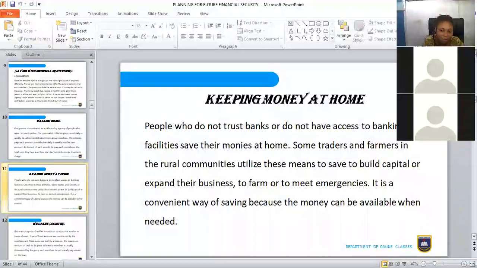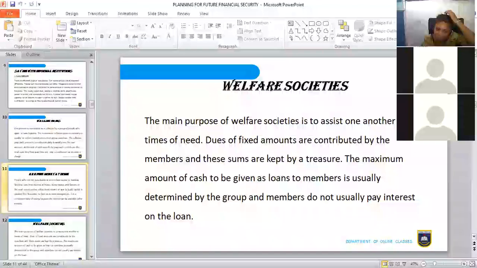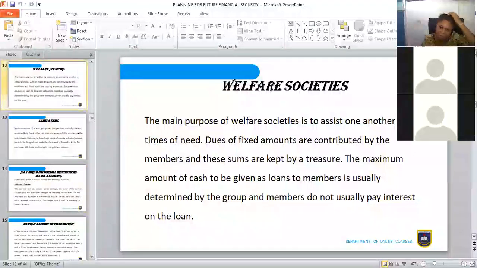That is the liquidity we spoke about when we're talking about savings, and the factors you consider when you are choosing a savings institution. Then we can also talk about welfare societies. Now, the main purpose of welfare societies is to assist one another in times of need.